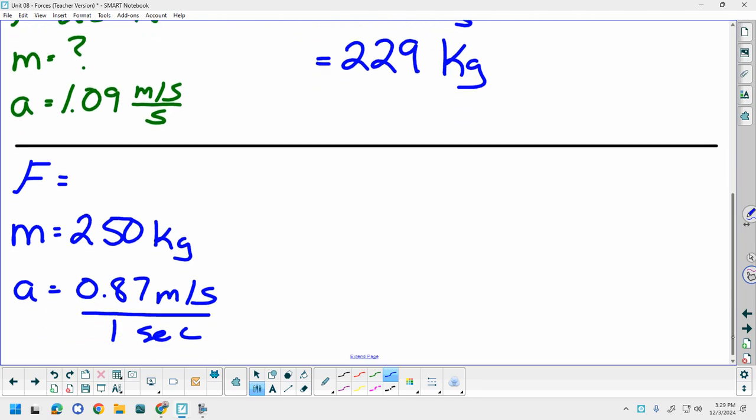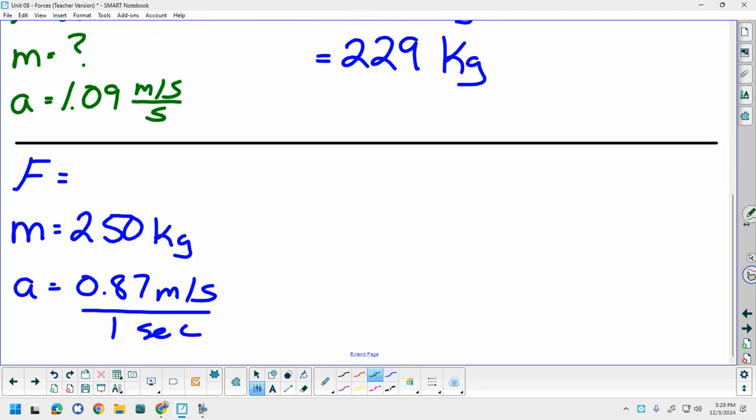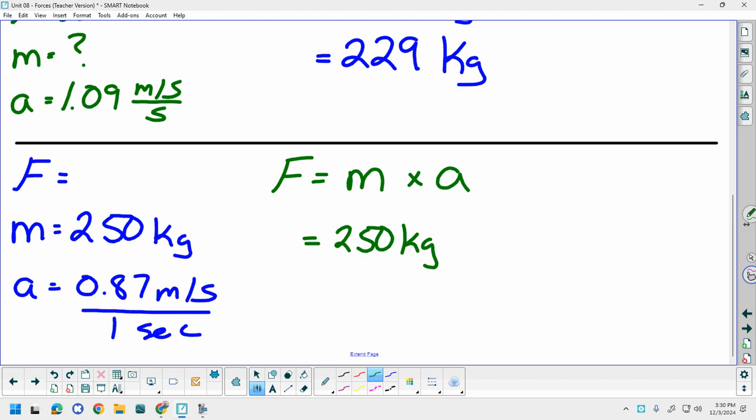And then we have our third and final example here. For the third example, we're looking for the force, so we're going to use that second variant where we've rearranged it for force equals mass times acceleration. So we're solving for the force. We're going to put in our mass, which is 250 kilograms, and then we're going to multiply that by the acceleration, which is 0.87 meters per second every second.